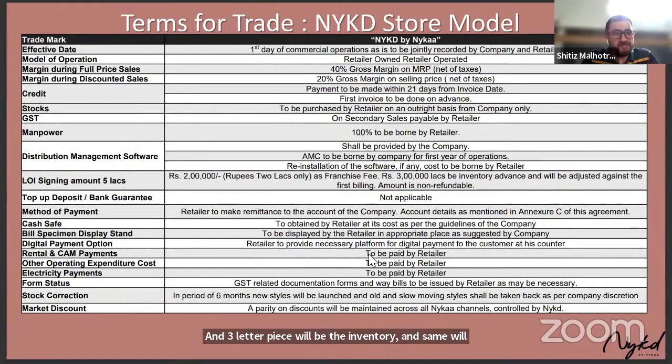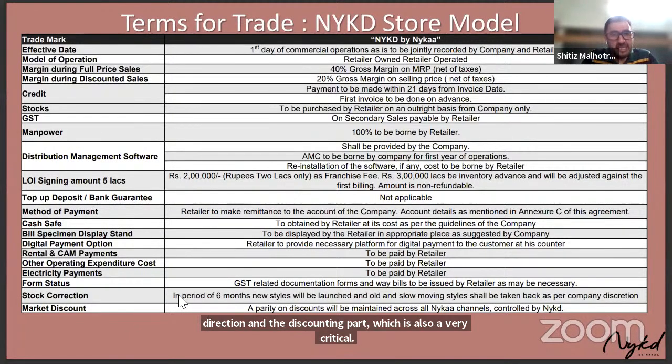Apart from this, as I already said, rental, other operating expenditures, and electricity are to be paid by the franchisee partner, by the investor. Apart from this, let's discuss the stock correction and the discounting part, which is also a very critical point for all our partners.